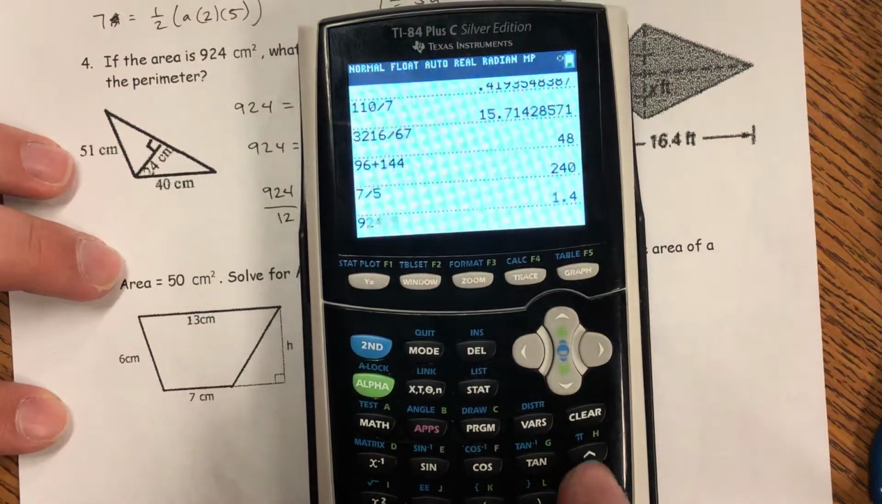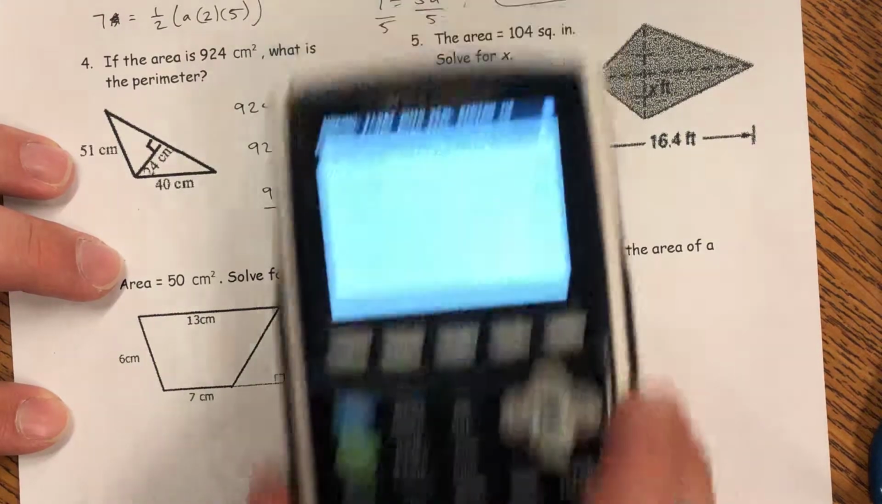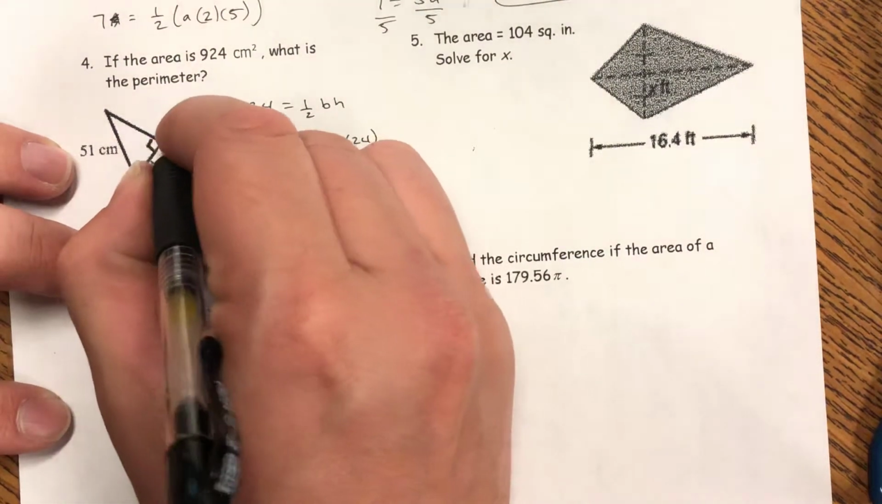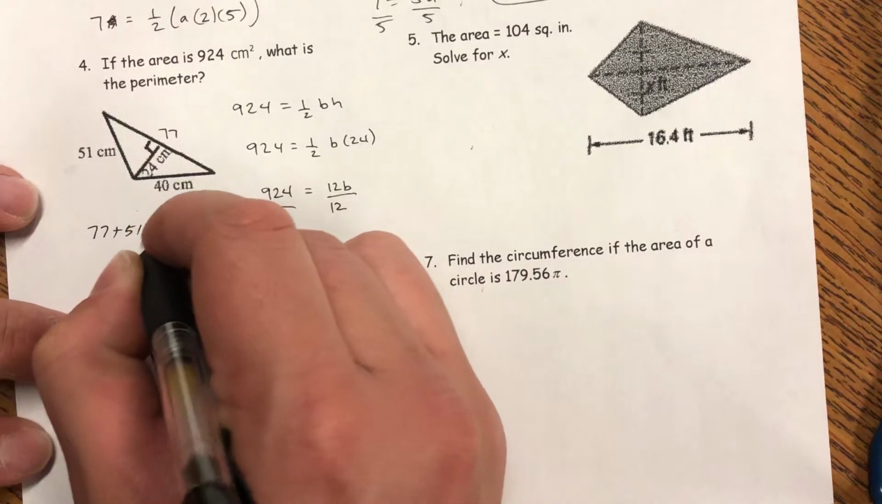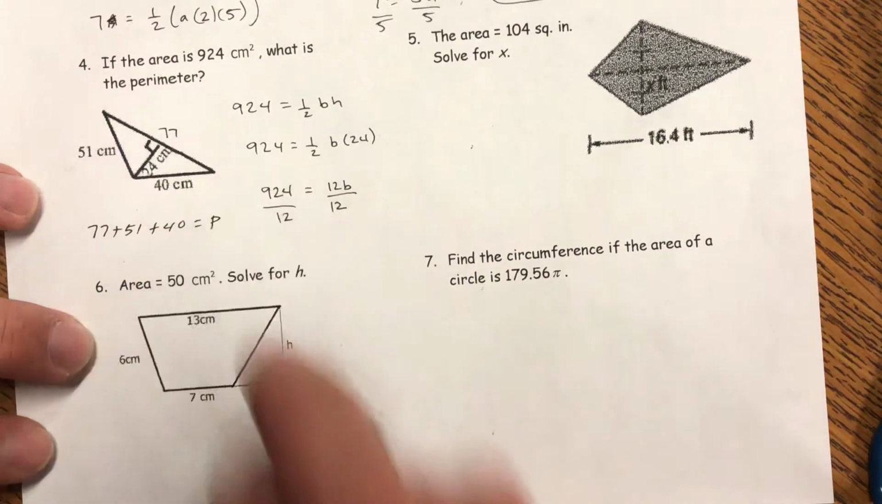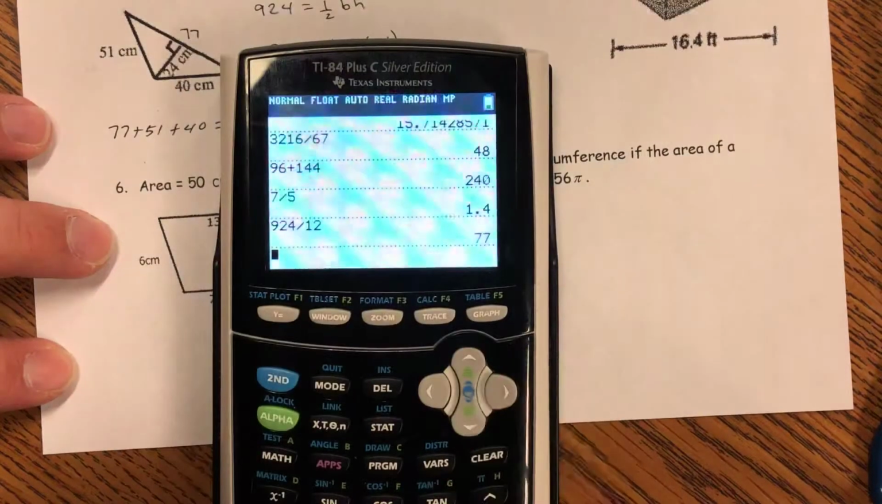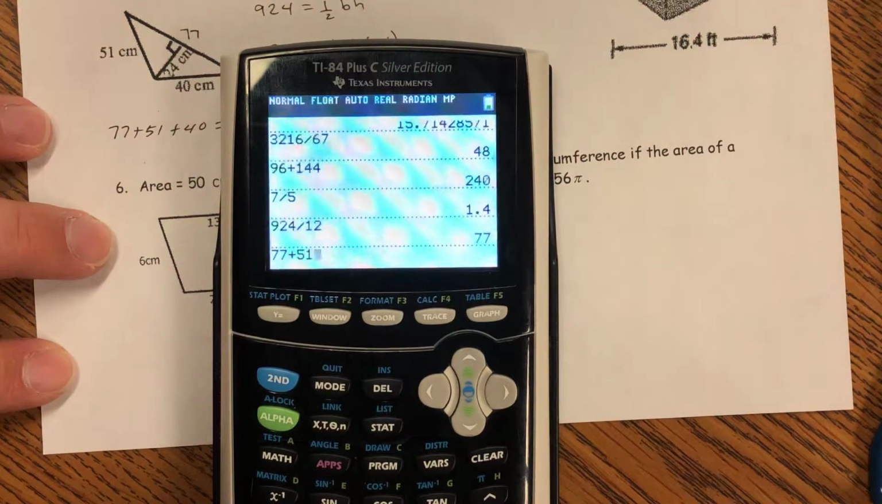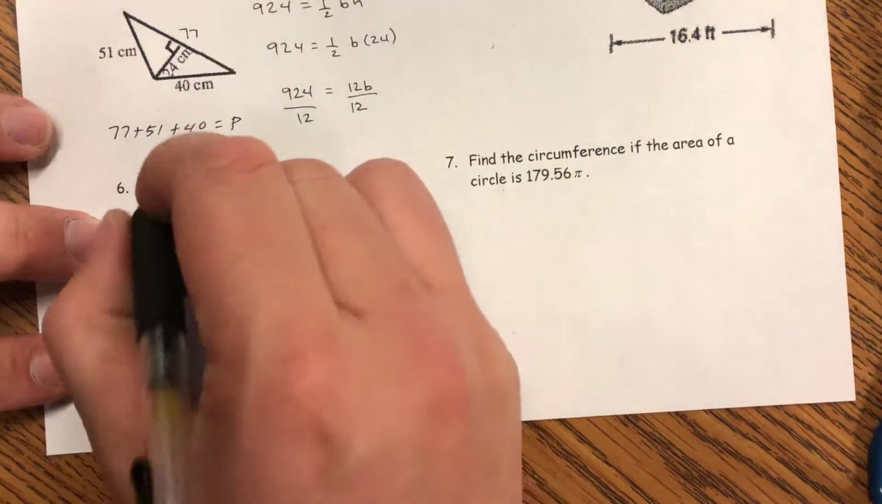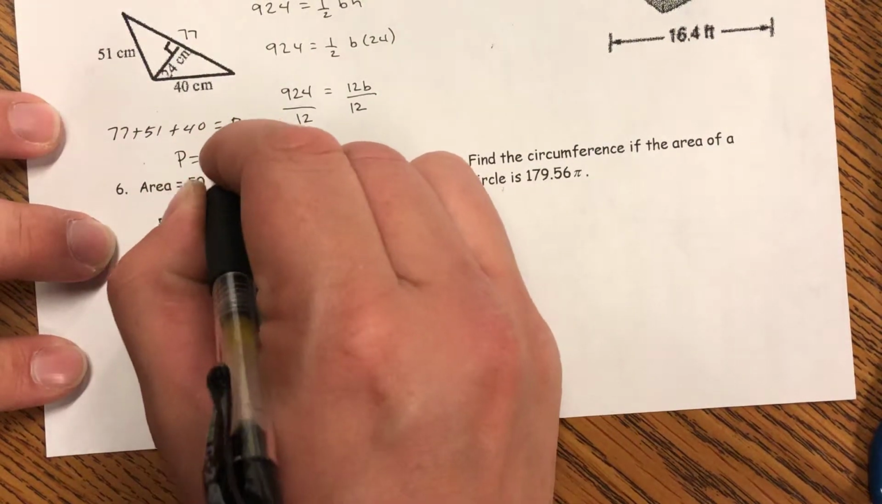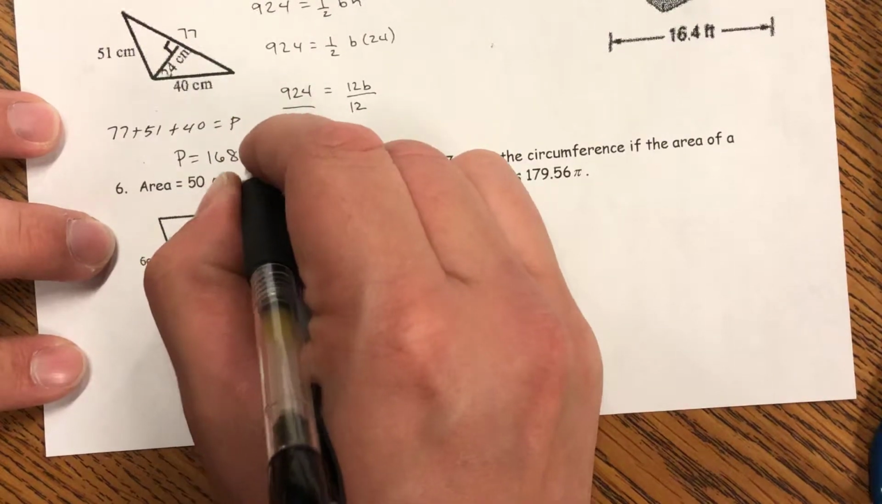So 924 divided by 12 is 77. So that means my base is 77. So I'm going to take 77 plus 51 plus 40. That equals our perimeter. So 77 plus 51 plus 40, 168. So our perimeter was 168 centimeters.